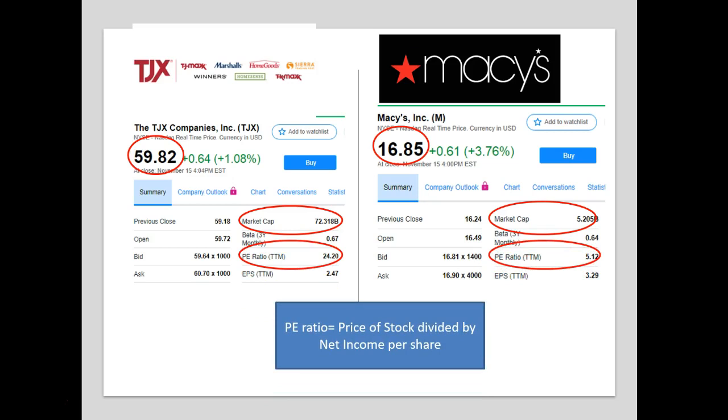Price to earning ratio is the price of stock divided by the net income per share. And here we are normalizing it. So if you have a price to earning ratio that is 24.2 versus 5.12, it is basically suggesting that the investors feel that the TJ Maxx ability to manage profitability and the growth is much better than Macy's.